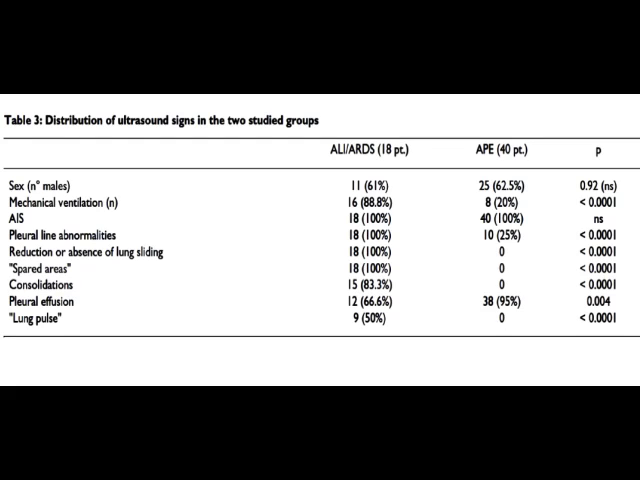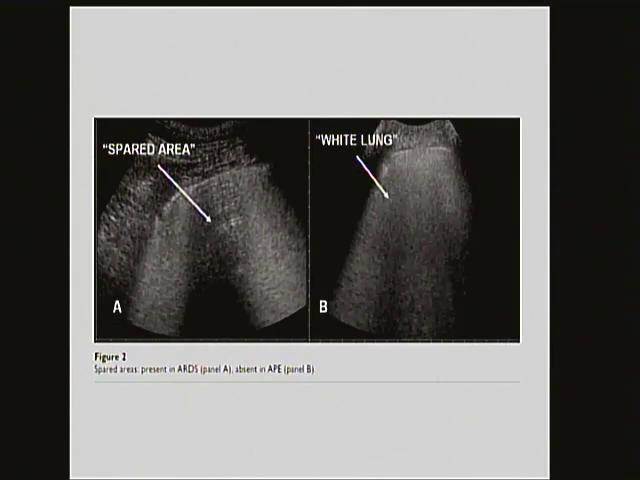And again, this is a study that compared pulmonary edema to ARDS. And what you'll see is that the difference is really in this pleural line abnormality, spared areas, and consolidation. You will see all that in ARDS, but in pure pulmonary edema, you're not going to see that, because it's more of a fluid process and not an inflammatory or consolidative process. And this is just showing the same thing.